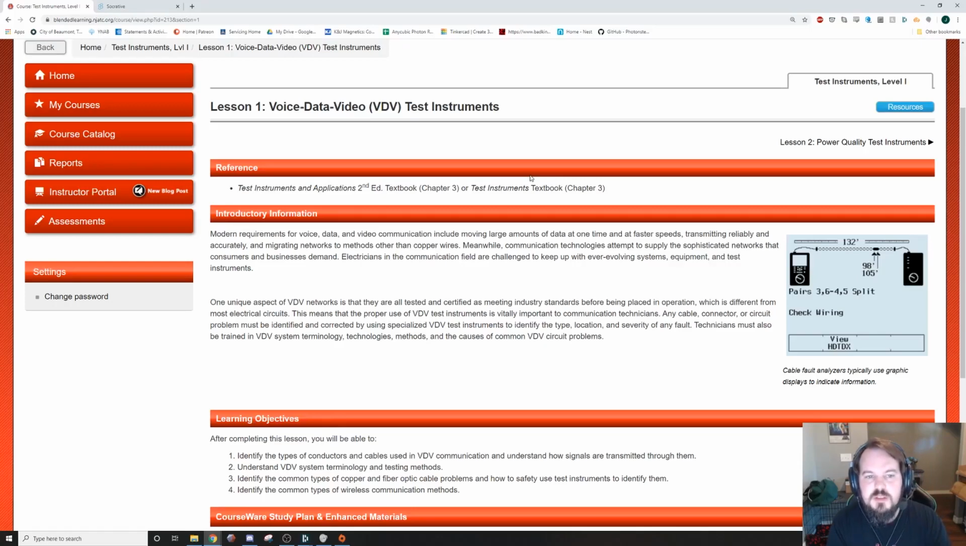Here we are with lesson 1, voice data video test instruments. If you are a part of my class, you have a Socrative to do, and you have instructions for how to have done that Socrative. You can see your book that will be required is Test Instruments and Applications, 2nd edition textbook, chapter 3. So all of the information for this will be in chapter 3.